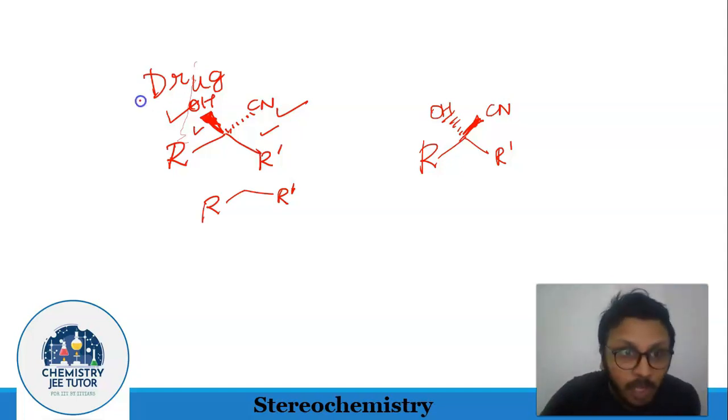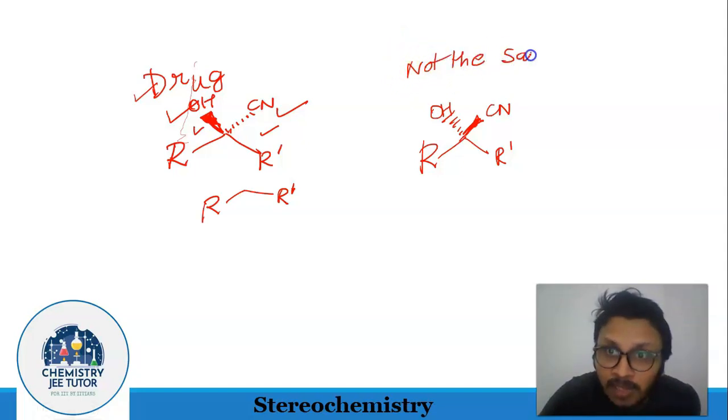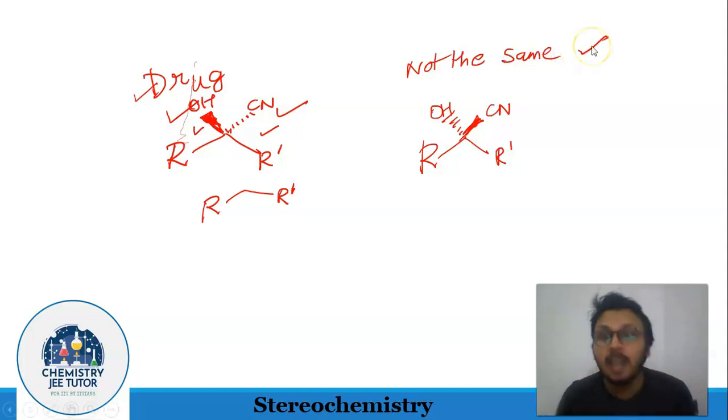So if this molecule is a drug, this can't be used as a drug, or this can be used as a different drug. But these molecules are not the same. If someone tells you that these are the same, they are not. That is how important stereochemistry is in classical organic chemistry and any organic reactions that will come forward in the future. So what is stereochemistry?